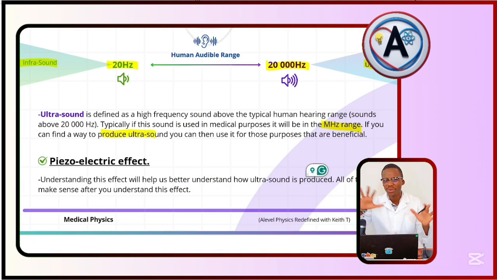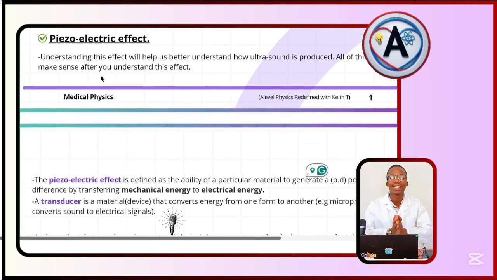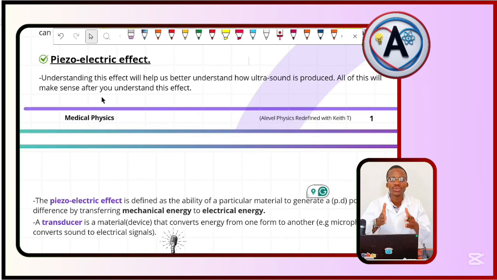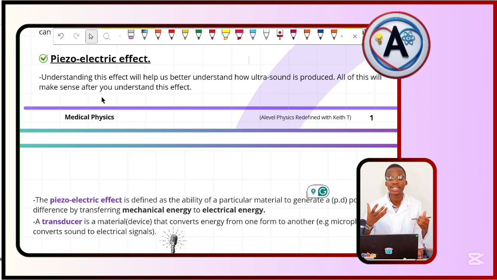We're going to arrive at how that works, but first we need to understand how on earth we can produce ultrasound to begin with. So we're going to explore a particular concept that I like, which is known as the piezoelectric effect. Remember, keep this in your brain. The goal is, how can we produce ultrasound? That is the question that we're trying to answer from now going forward. Understanding this effect will help us better understand how ultrasound can be produced.